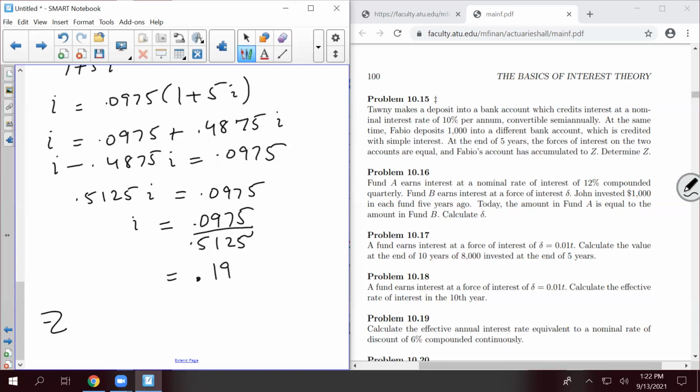And so Z is Fabio's amount. So that would be 1,000 times (1 plus 0.19 times 5). So now we do need this 1,000. That gives $1,950.